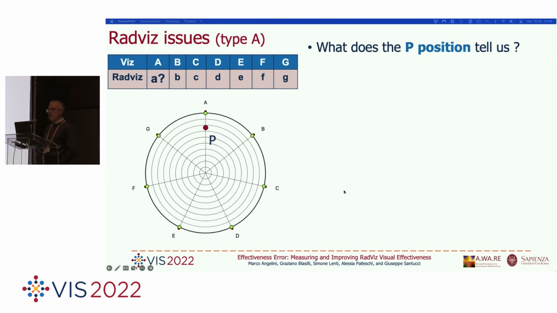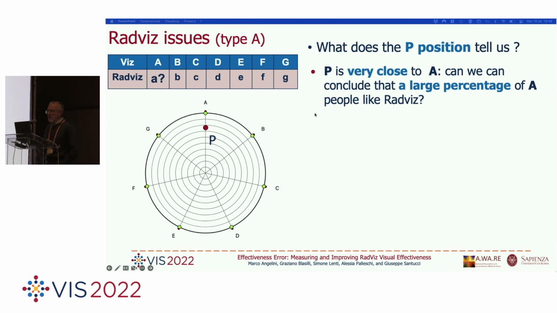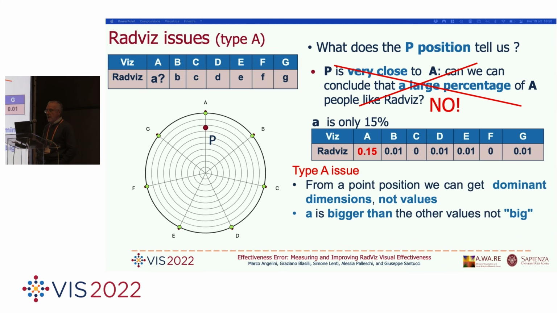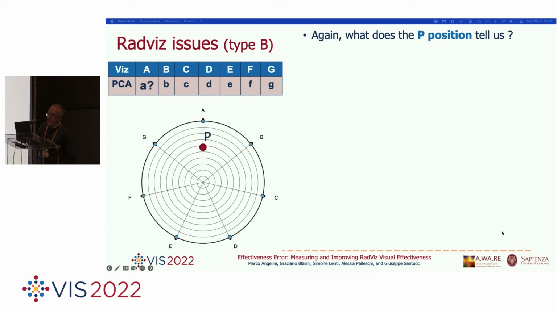Here we have a single point. It is about RADVIS. Looking at this point, what can you conclude on it? P is very close to A. Can we conclude that a large percentage of A people like RADVIS? No. A is only 15%. From a point position, we can get a dominant dimension, not values. It's a proportional story. A is bigger than other values, not big. Solution: training RADVIS users.